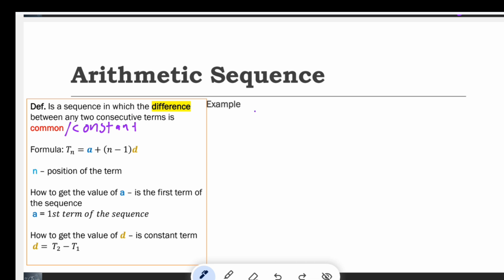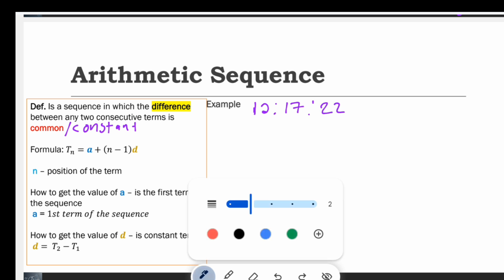Let's say we have a pattern: 12, 17, 22. That is our arithmetic pattern. What do we mean that the difference between two consecutive terms must be constant? Therefore, we're going to look for the difference, because it says the difference between the two consecutive terms. Now the two consecutive terms will be 17 and 12, 22 and 17.